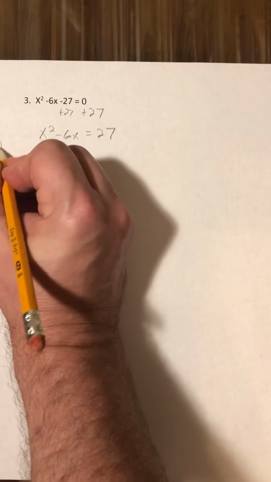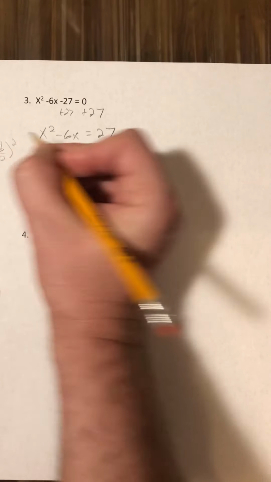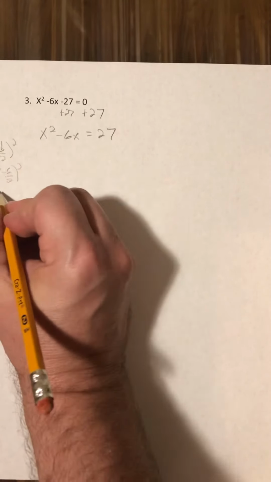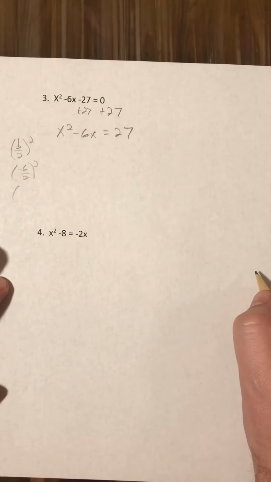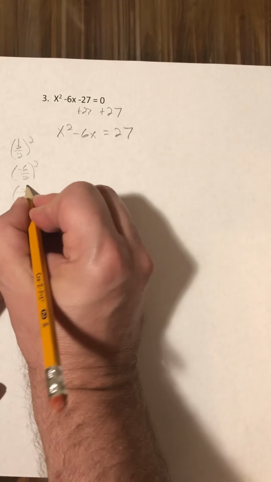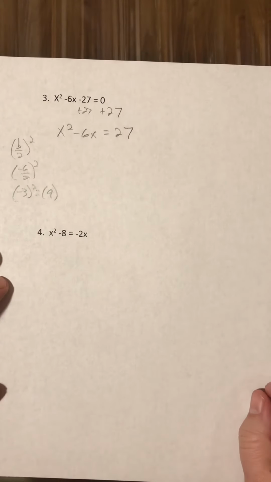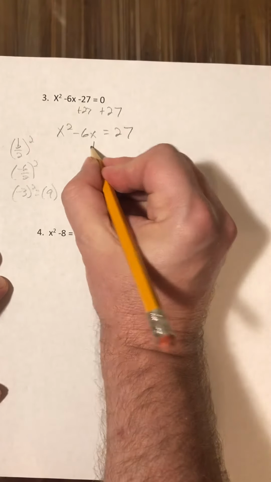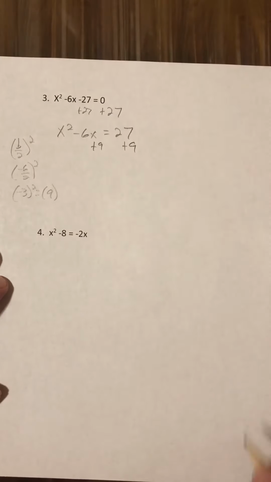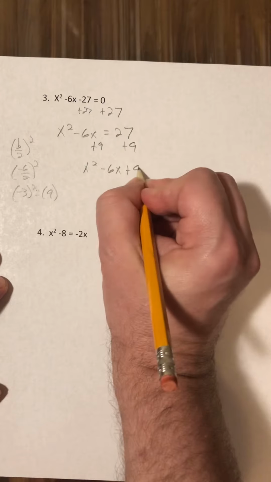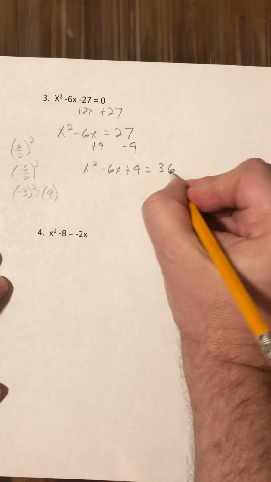My b term, so b over 2 squared. In this case, my b term is negative 6 divided by 2 squared. So negative 6 divided by 2 is negative 3, and if I square that, I get positive 9. Remember, guys, if you square a negative, you get a positive. So I need to add 9 to both sides of my equation. So that's going to give me x squared minus 6x plus 9 equals 36.